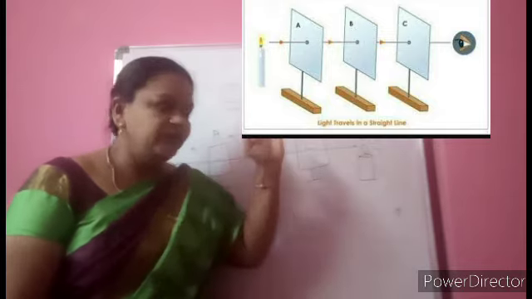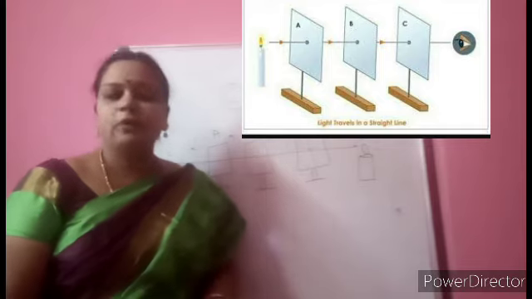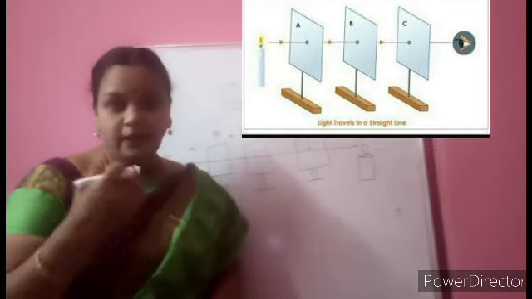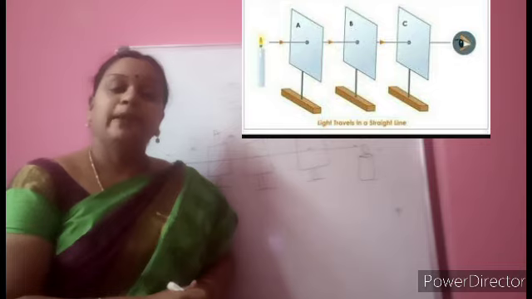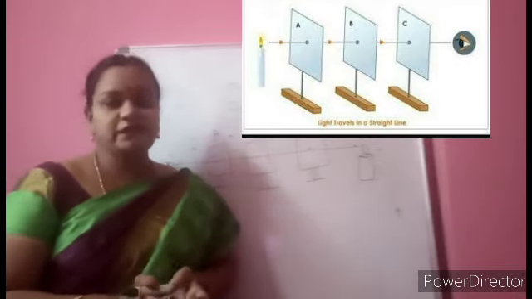If it gets blocked, depending upon the material, a shadow will be formed, but you will not be able to get the light. Light will not take a bend or a curve and reach our eyes. So this shows that light travels in a straight line.